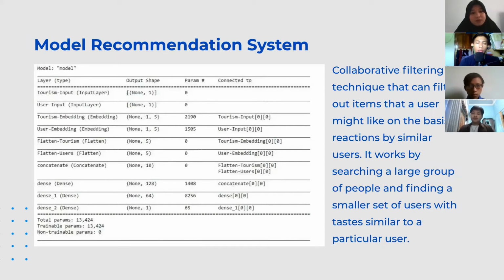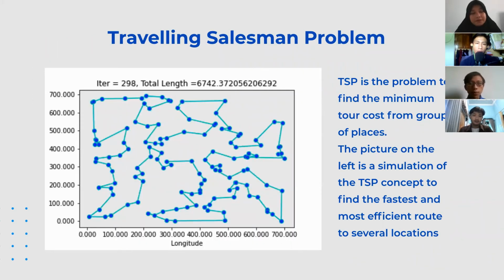We choose a technique that is collaborative filtering that can filter out items that a user might like on the basis of reaction by similar users. It works by searching a large group of people and finding a smaller set of users with tastes similar to a particular user. We choose TensorFlow to build this model with embedding word technique and neural network with two hidden layers, which is 128 dense in first hidden layer and 64 dense in second hidden layer, and also one dense layer to generate the output. Okay, next.